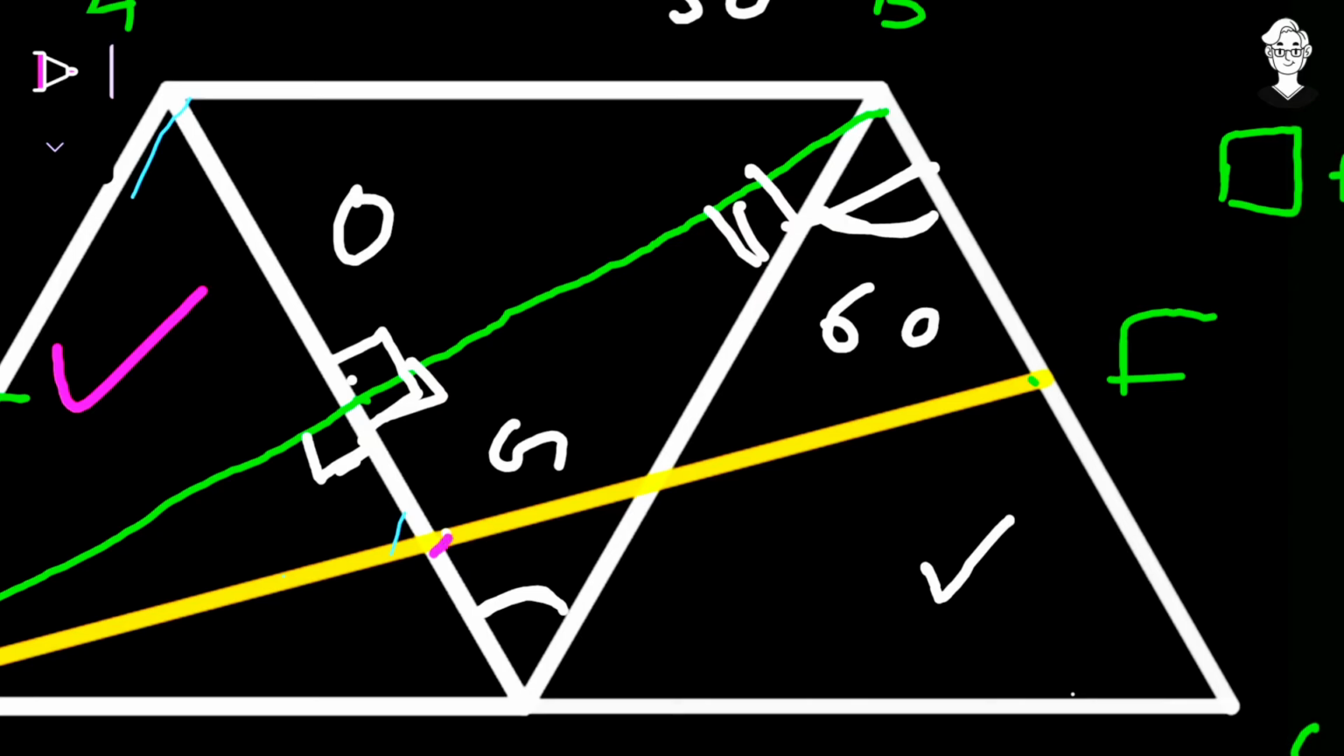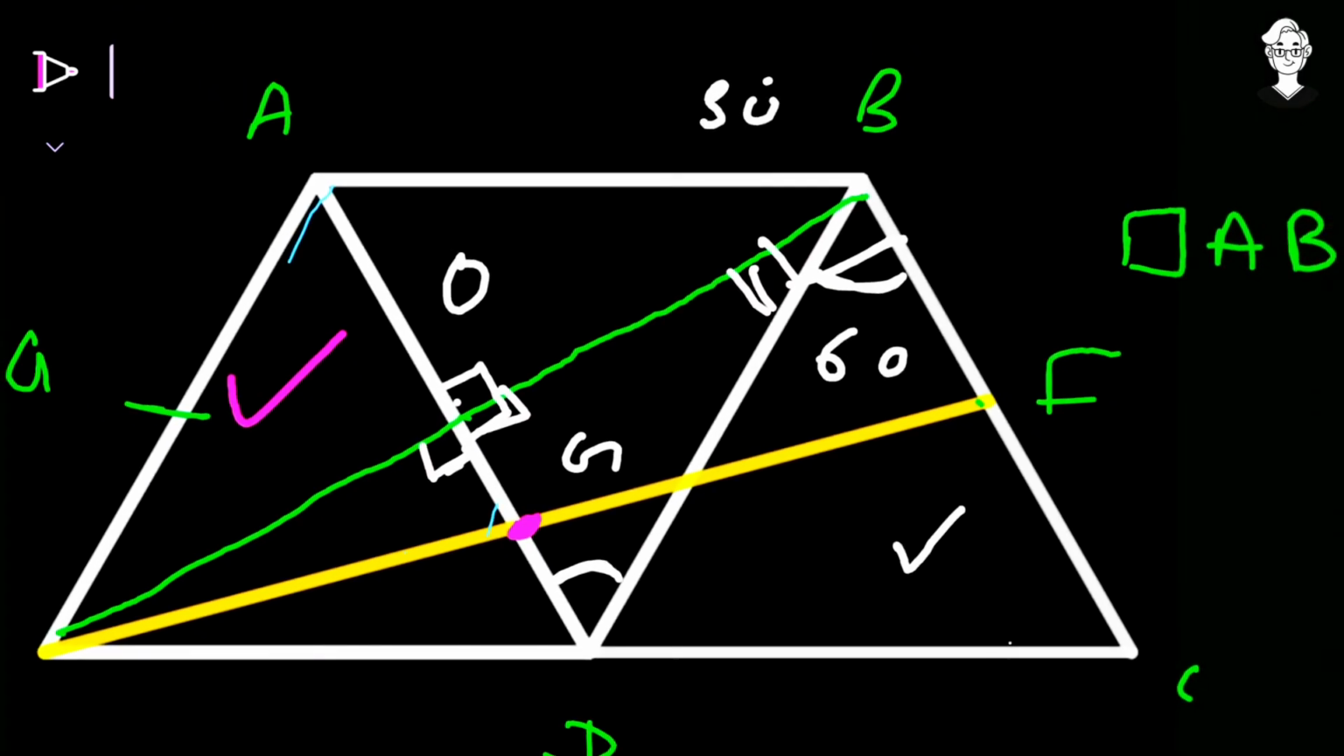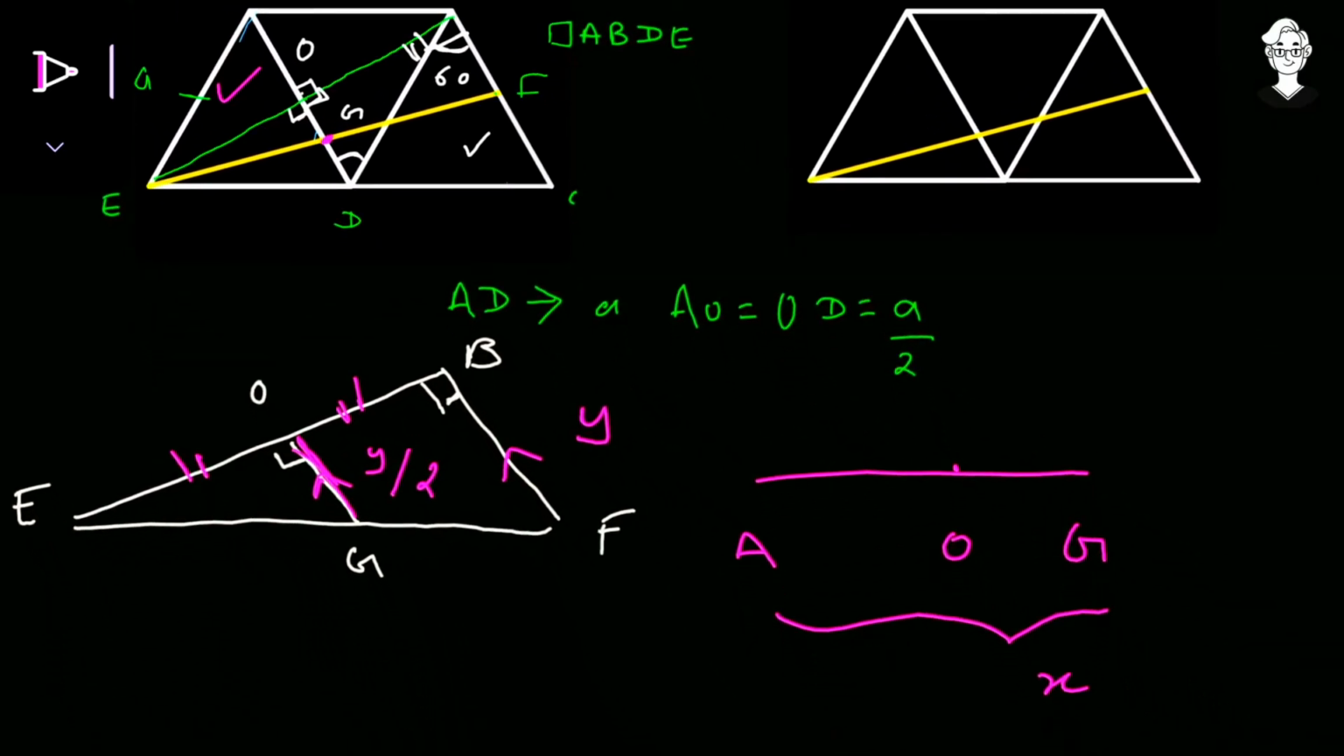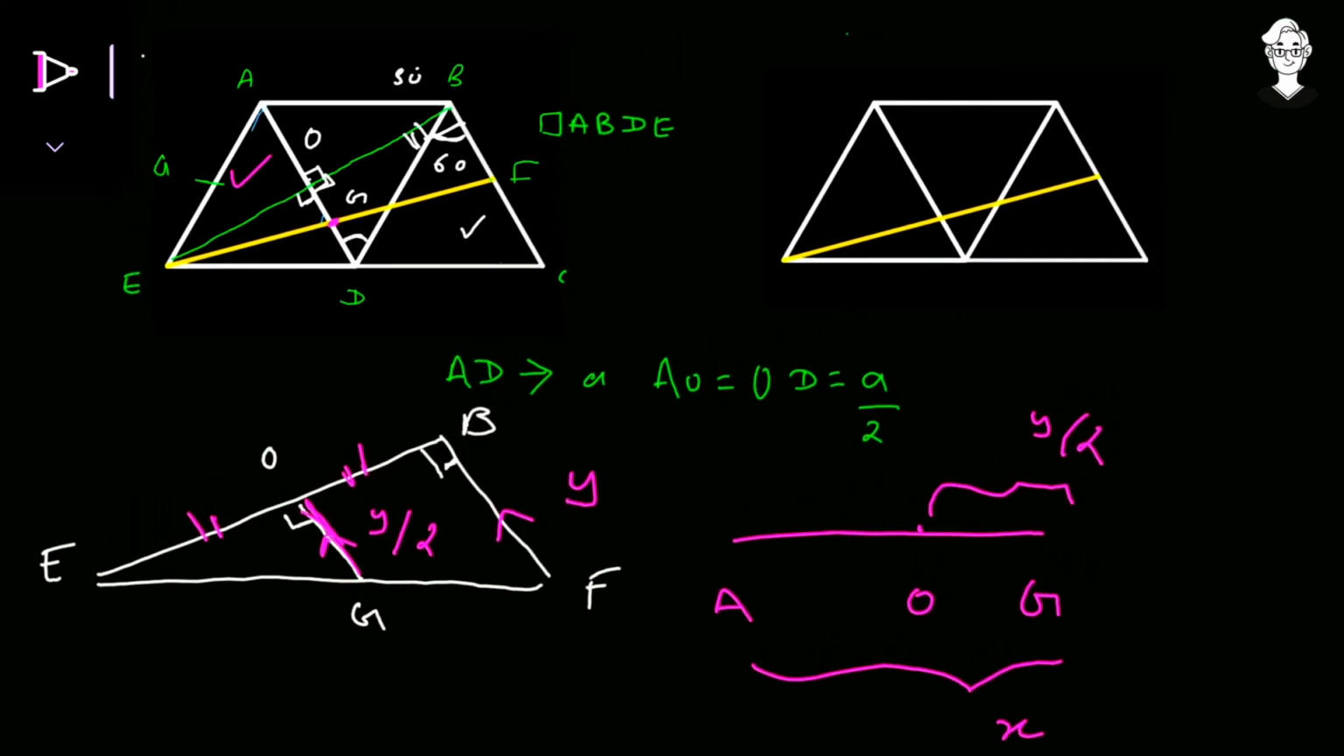G is the point where this yellow line segment is touching the side of this first equilateral triangle. And as I told you, AG was equal to X according to the original question. The OG value I've just found is Y by 2. And as I told you, at point O, this AD was bisected, it was the diagonal, and its side was equal to A. So because of the bisection, AO equals OD, which becomes A by 2.